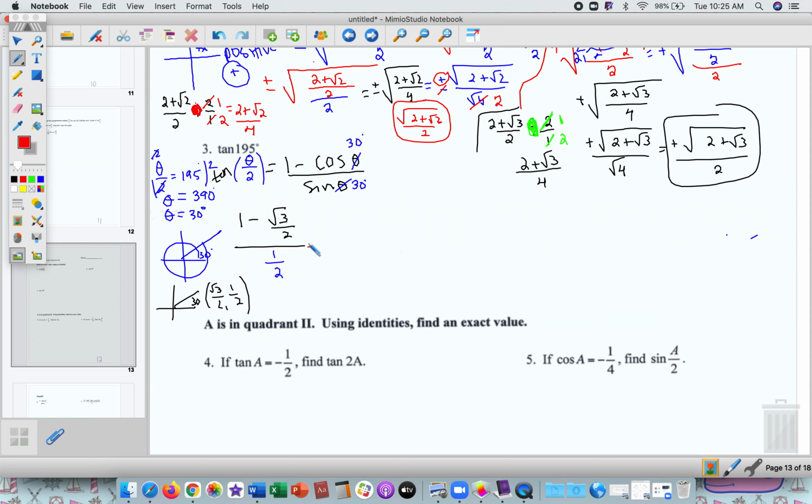Now we can rewrite this as numerator 1 minus root 3 over 2, that's an expression on top, divided by 1/2. We can rewrite this as 1 over 1 or 2 over 2. So we have 2 minus root 3 all over 2. We'll change division to multiplication, flip our fraction on the right, the 2's cancel. So we have 2 minus root 3, and that's our final answer.